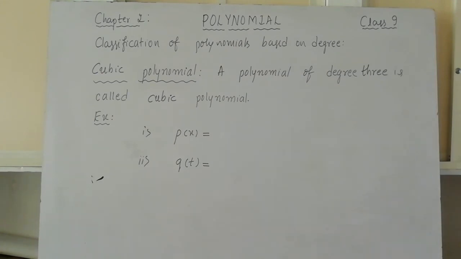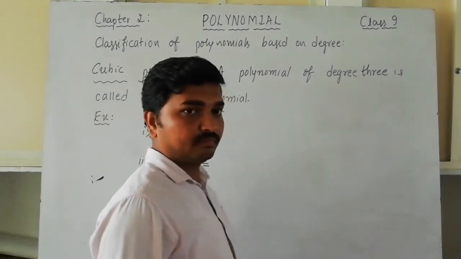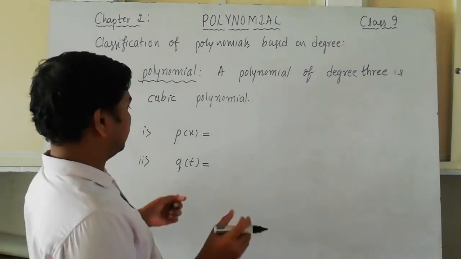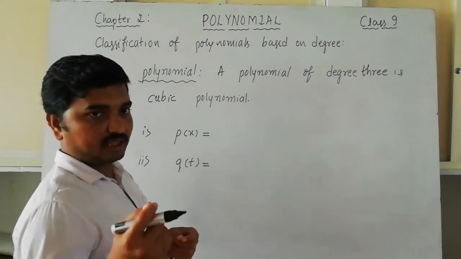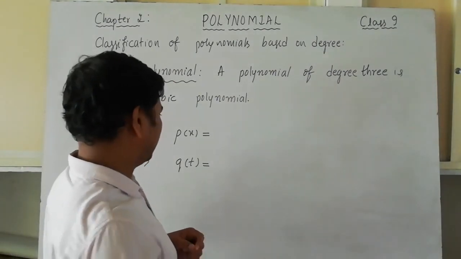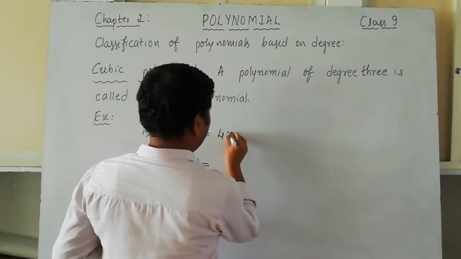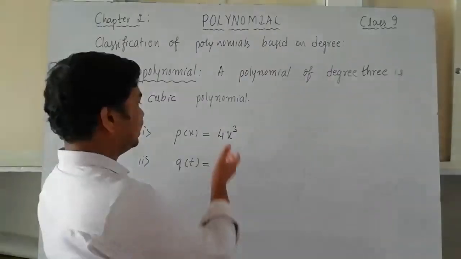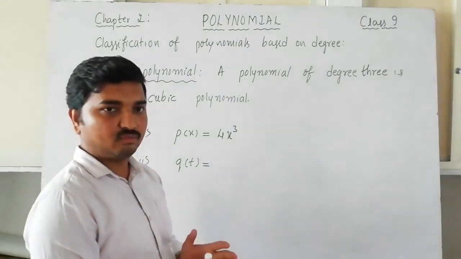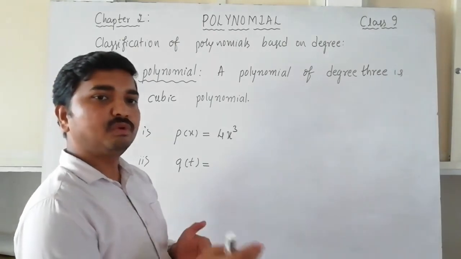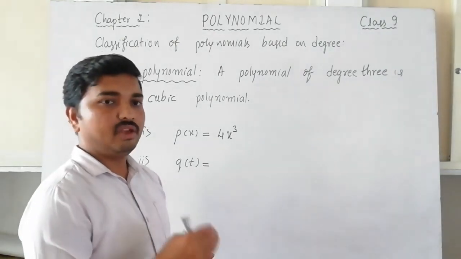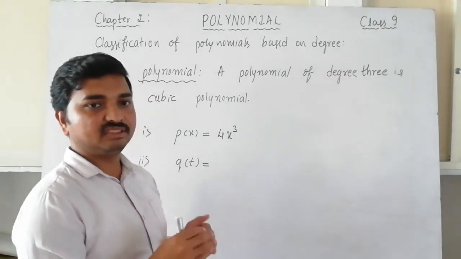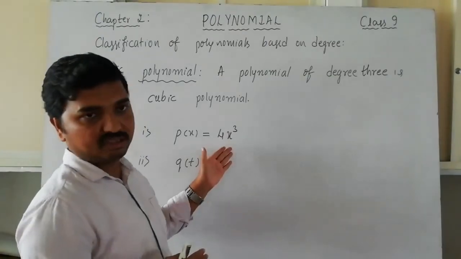Have you written this one? 4x cube. Now tell me an example of a polynomial in variable x. 4x cube will be enough. Even though it contains only one term, it is also a polynomial definitely. Here only x power 3 is present, which means the coefficient of x power 2 is 0, coefficient of x is 0, and the constant term is also 0. That's why all the other terms disappear. Only this term is present.